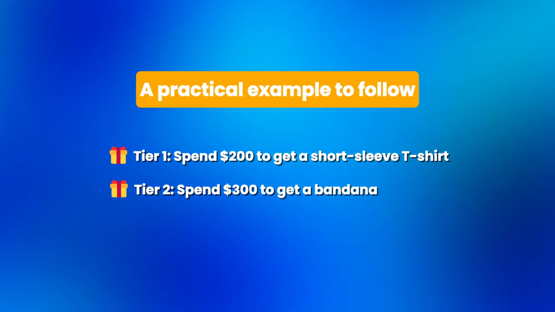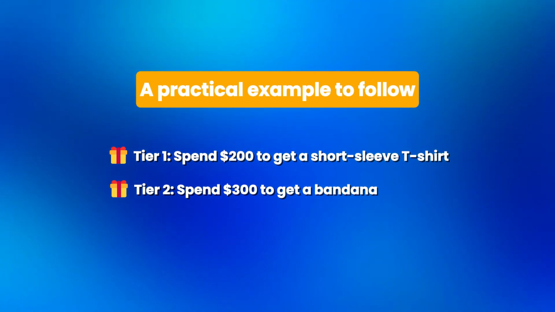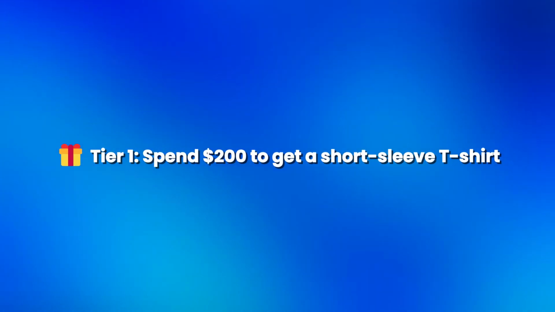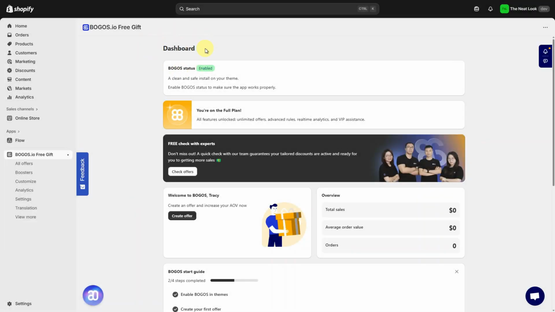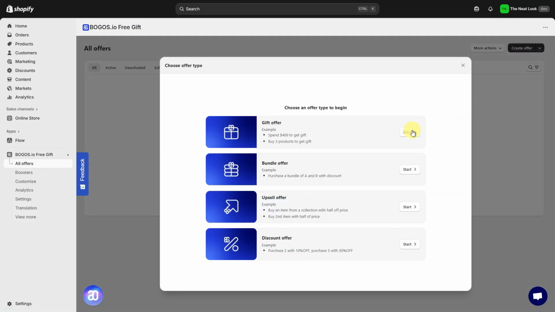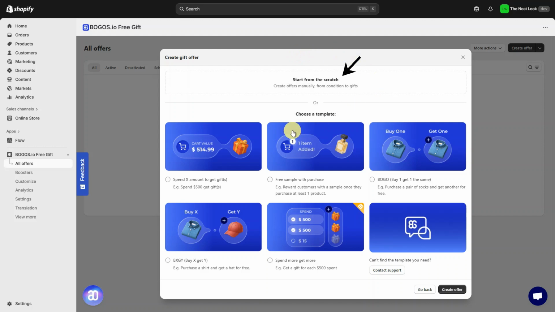Let's dive in. First, you have to create two separate offers. The first one is spend $200 to get a short sleeve t-shirt. From the BOGOS dashboard, go to All Offers, click Create Offer, and select Gift Offer. You can start from scratch or use the Spend X amount to get gift template to do it faster.